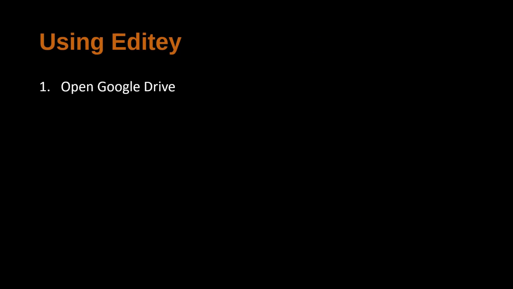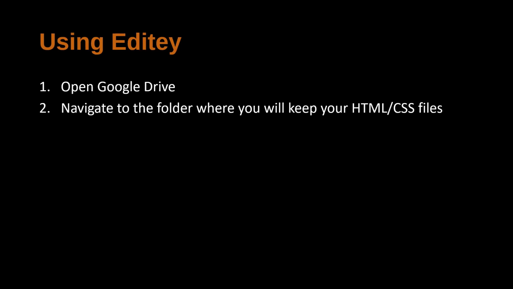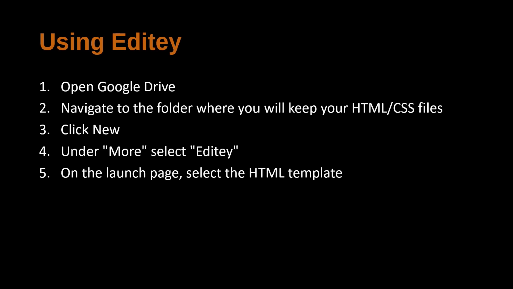Just to recap, you're going to open your Google Drive. You'll navigate to the folder where you keep your HTML and CSS files, and again, I recommend having some spot where you keep them so that they can all stay together. You're going to click New. Under More, you're going to select Edity. And then on the launch page, you'll select the HTML template. So follow these steps, and then you'll be ready to start coding.